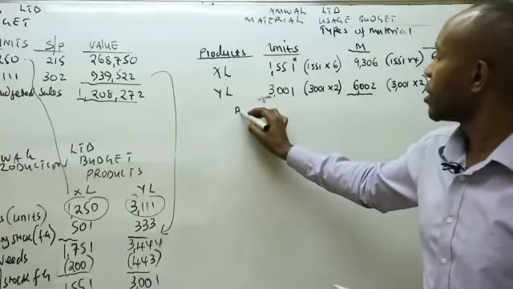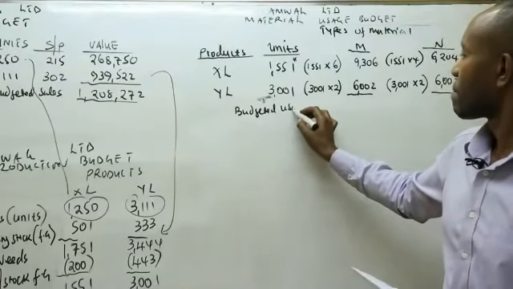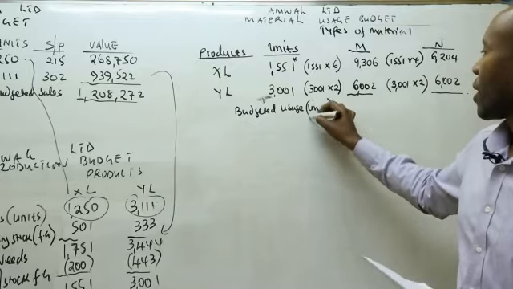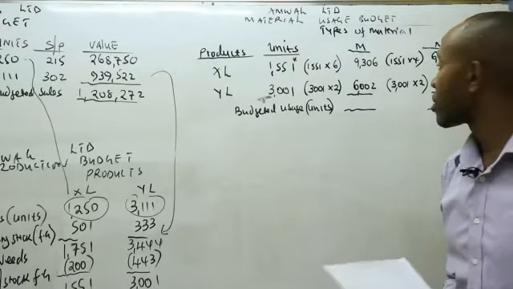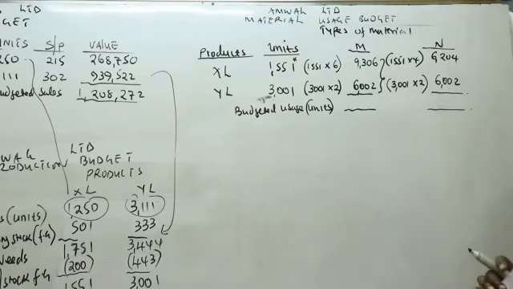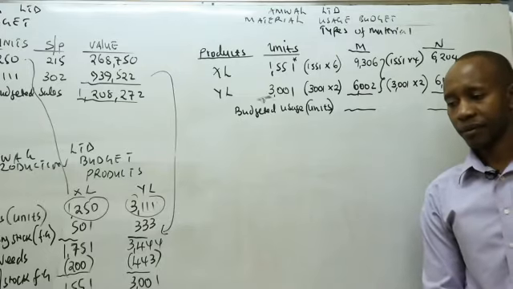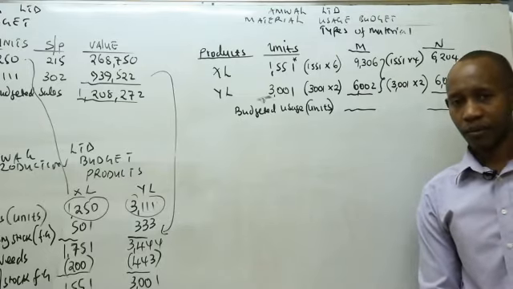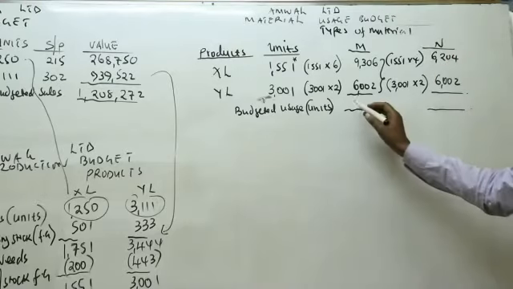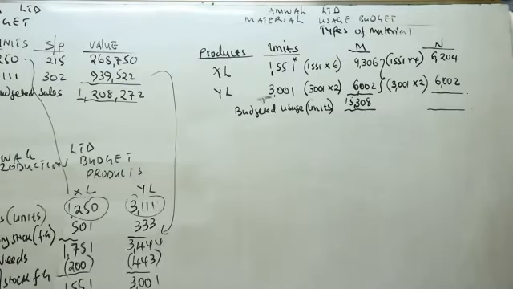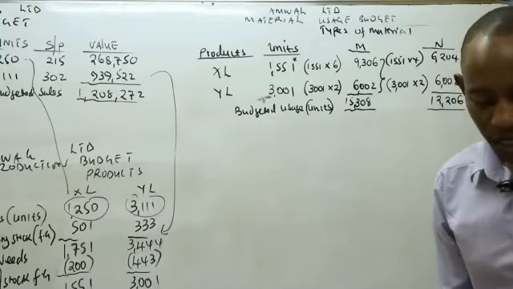So tell me, what is the budgeted usage? And this is budgeted usage in units. So add 9306 plus 6002. What do we get? 15,308. And next one is this plus this. What do we get? 12,206.